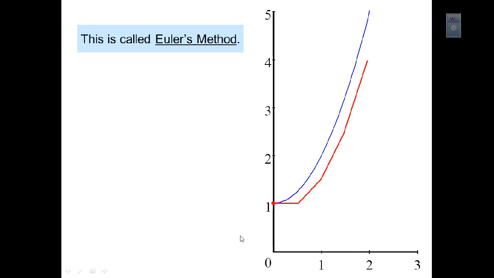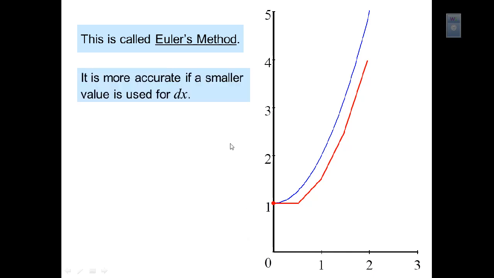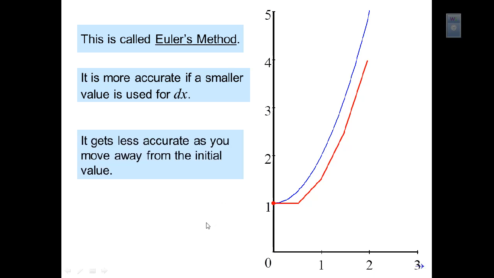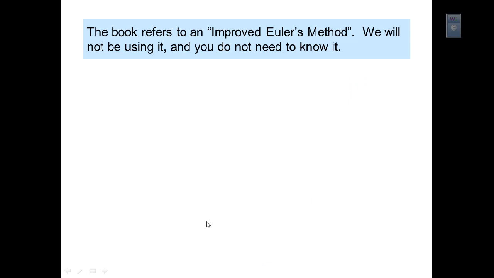So this is called Euler's method, and as I said, it's more accurate if a smaller value is used for dx, and it gets less accurate as you move away from the initial value. All right, don't worry about any of the rest of this. That is all that you have to know about Euler's method. Like I said, if you're given one of these, it's going to be a simple one. You just have to go through the iterations and do the little things.